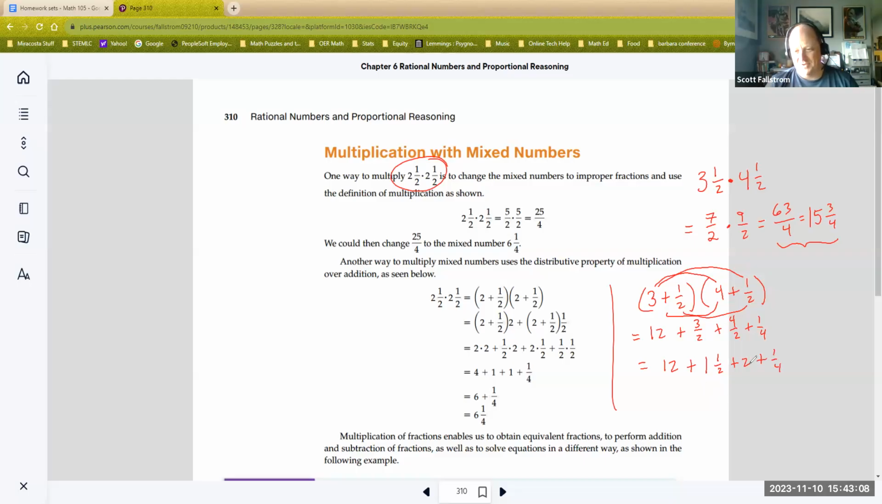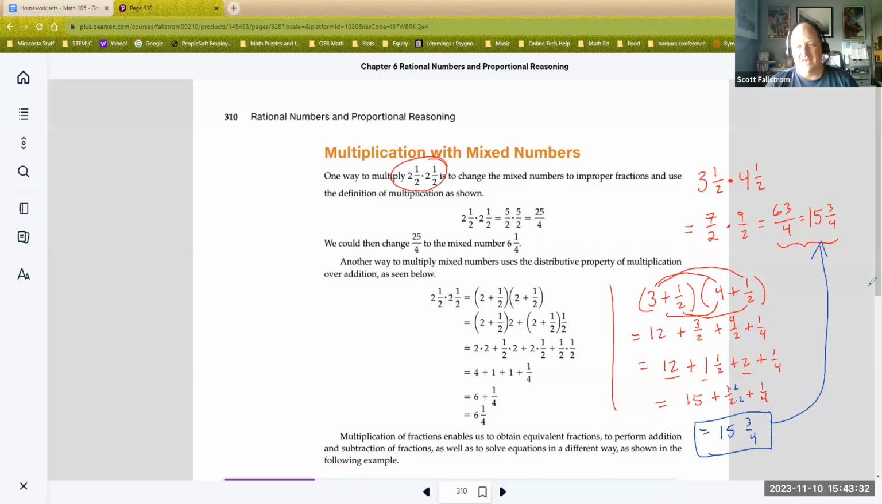Okay, so let's put all the whole pieces together. So 2, 1, and 12. So that gives me 15 plus 1/2 plus 1/4. And now if I get a common denominator, I'll fluff this a little bit because this one needs a 2 and a 2. So that becomes 2/4 plus 1/4. My final answer would be 15 3/4.